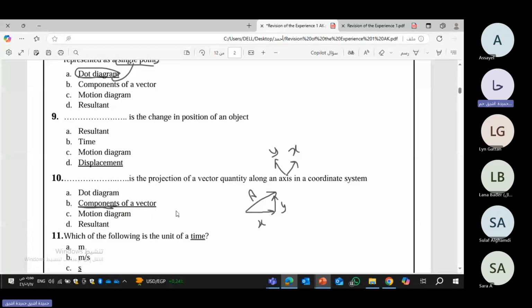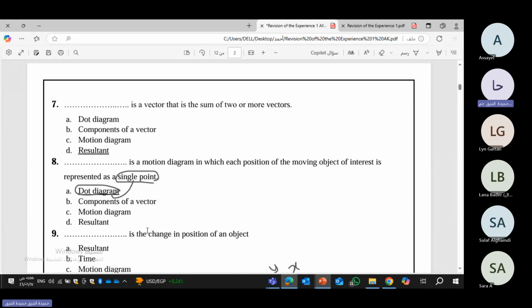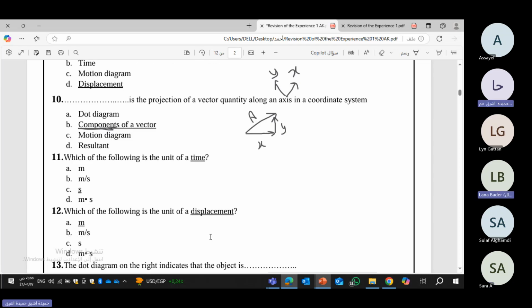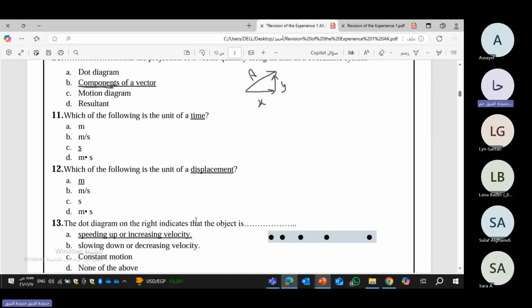But these are the units. What about the unit of time? Very easy. Time is second, S. Don't forget, read the question carefully. I can bring any unit of any quantity. So time is second. What about displacement? Meter. Excellent. What about velocity? It's not here, but I'm asking. Meter per second. Yes, meter per second for velocity.